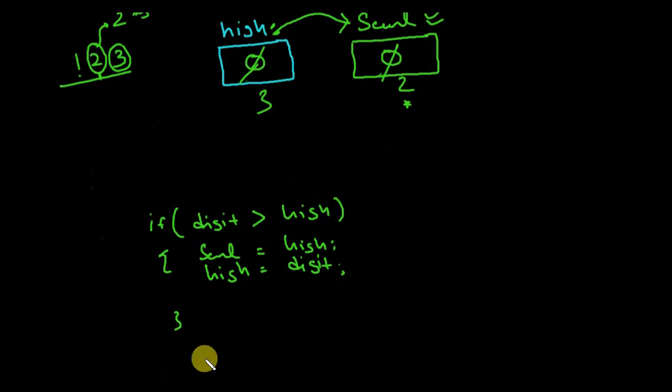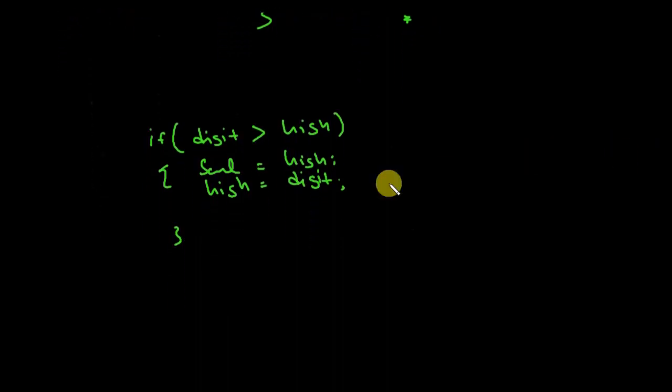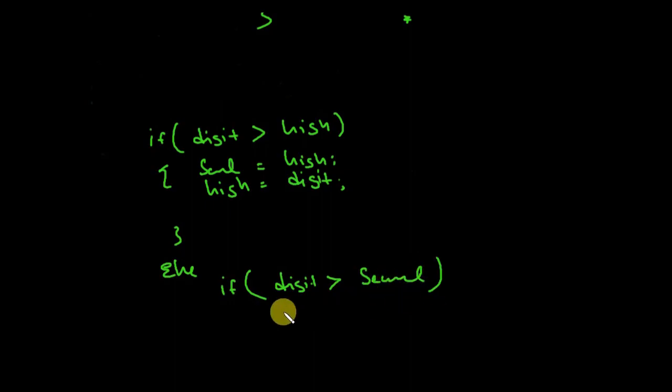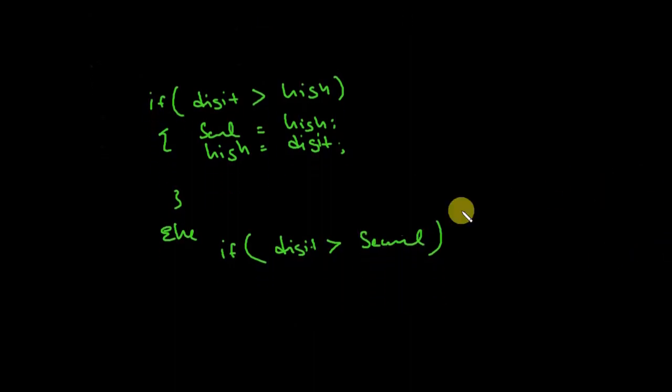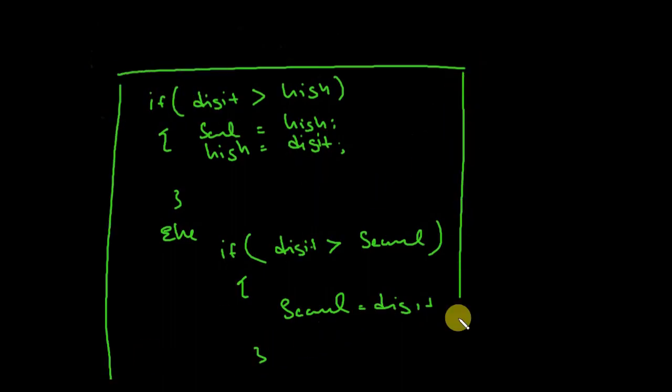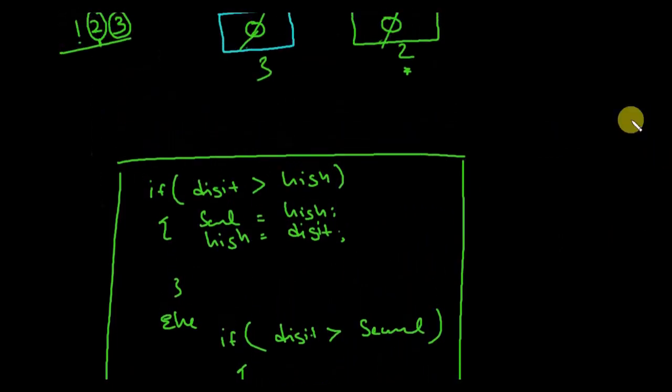After that, what do we have to do? Else, we have to perform another operation: if the digit is greater than the second variable, then we have to update the second variable, which means second equal to digit. So this is our logic. Now, how do we separate the digits? It's so simple.